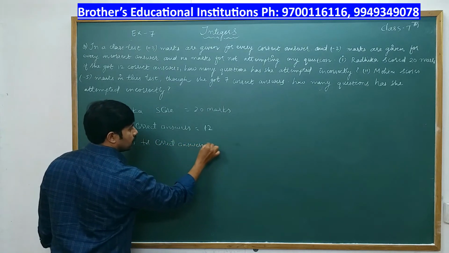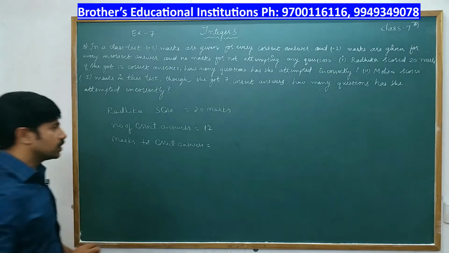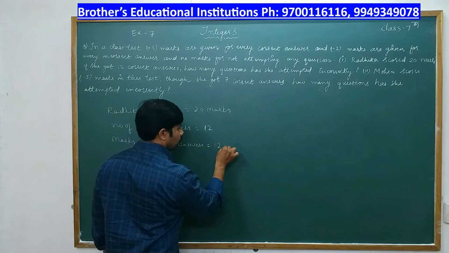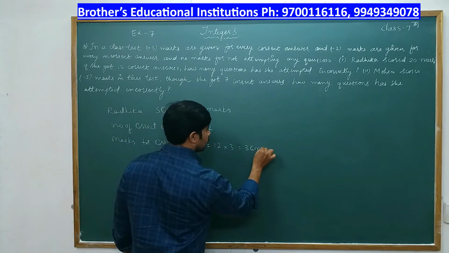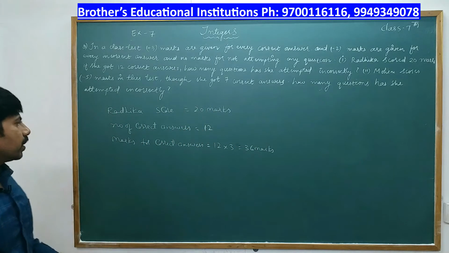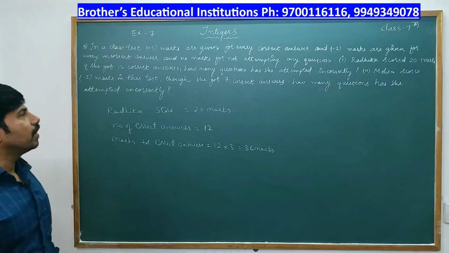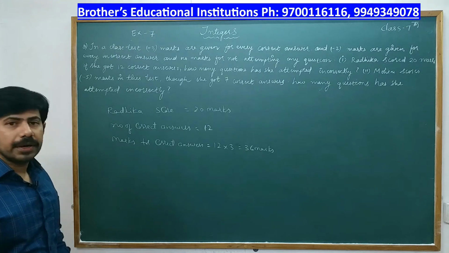Marks for correct answers. For every correct answer, she'll get 3 marks. So we'll do 12 into 3, that is 36 marks I am getting. So marks for correct answers is 36. Now we have to find out how many questions she attempted incorrectly.